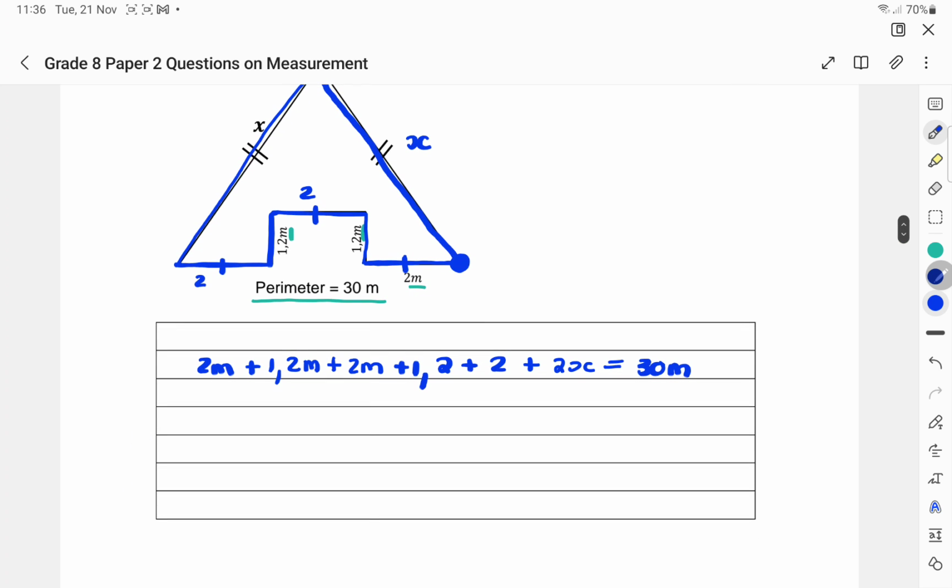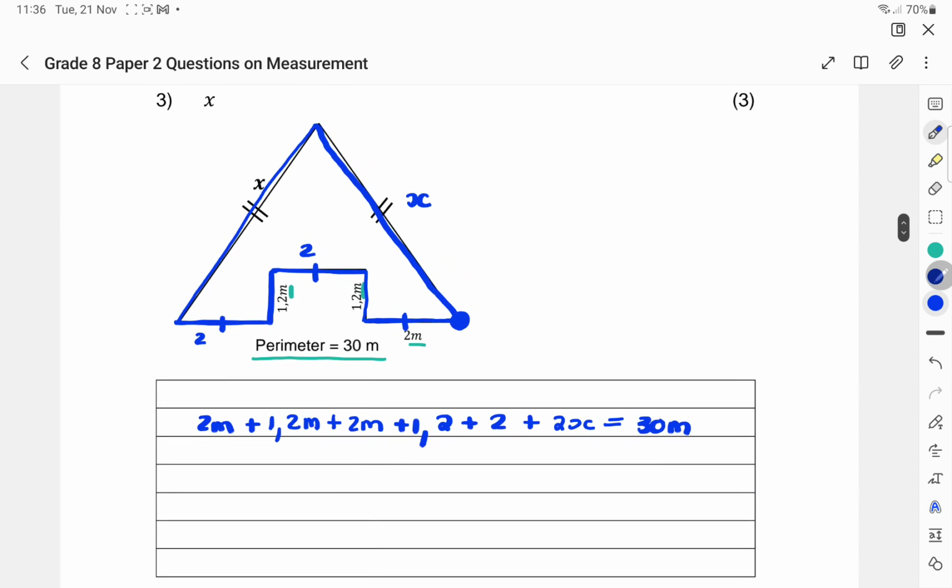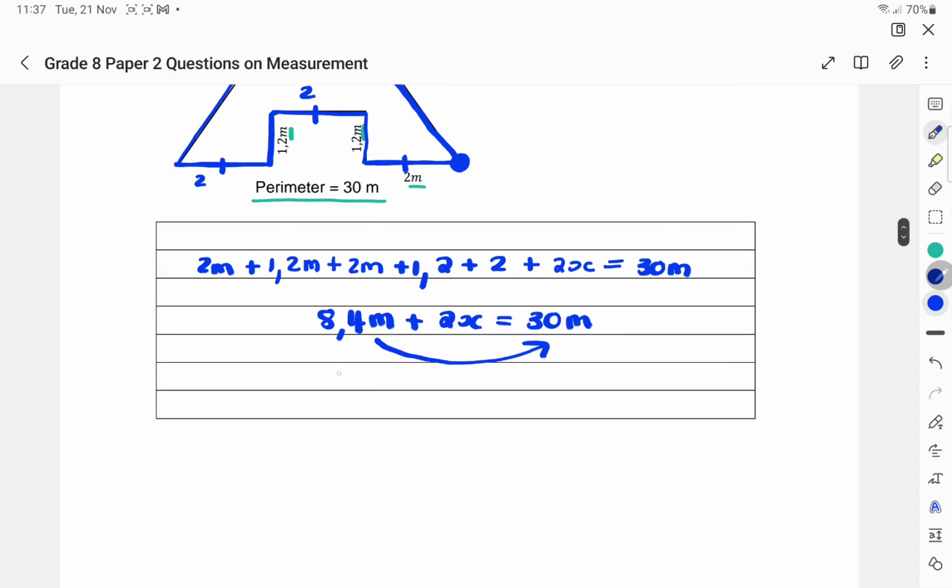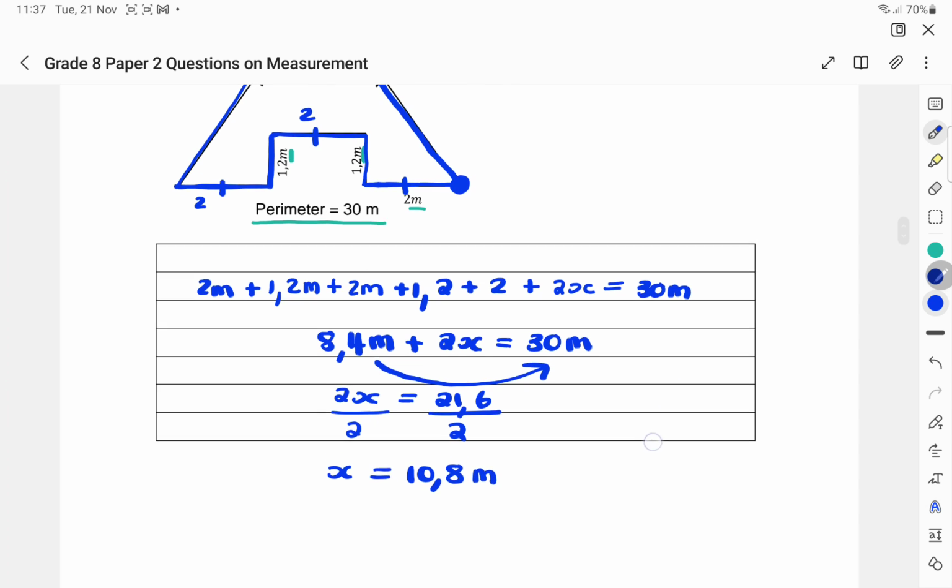Okay, now we're going to add up all our parts that we can. 2 plus 1.2 plus 2 plus 1.2 plus 2 gives you 8.4, which is equal to 30. And then 30 minus 8.4 on both sides gives you 21.6. And then if you divide by 2 on both sides, you'll get that x, like they've asked, is 10.8 meters.